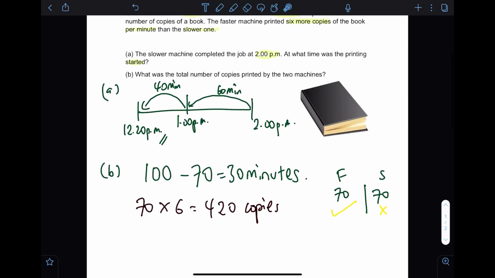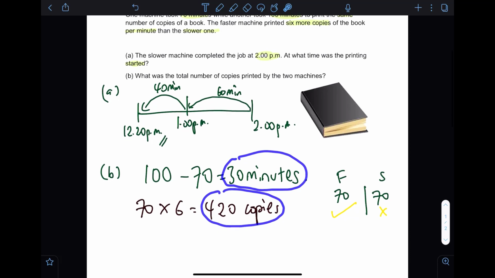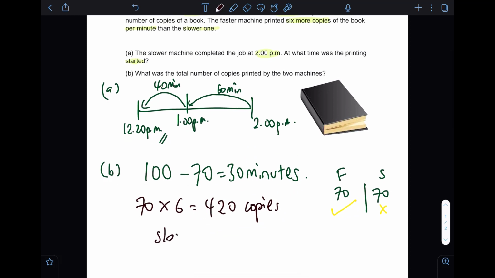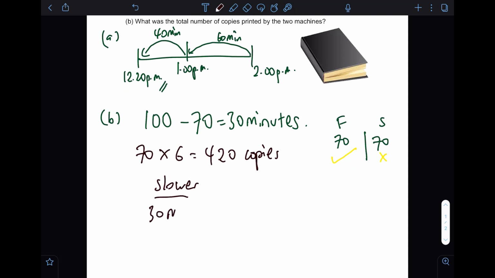So what does the slower machine do? It takes that extra 30 minutes to print the extra copies. Okay, so if you talk about the slower machine now, it will take 30 minutes to print that extra 420 copies that it did not manage to print. So you can now find in 1 minute what is the rate of printing for the slower machine. It's 14 copies.